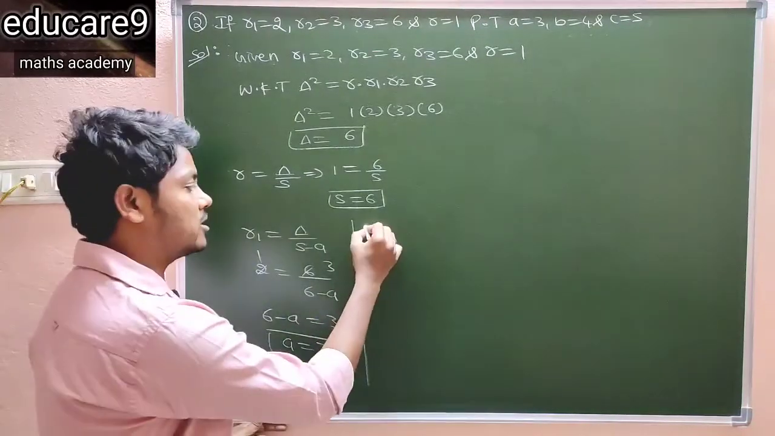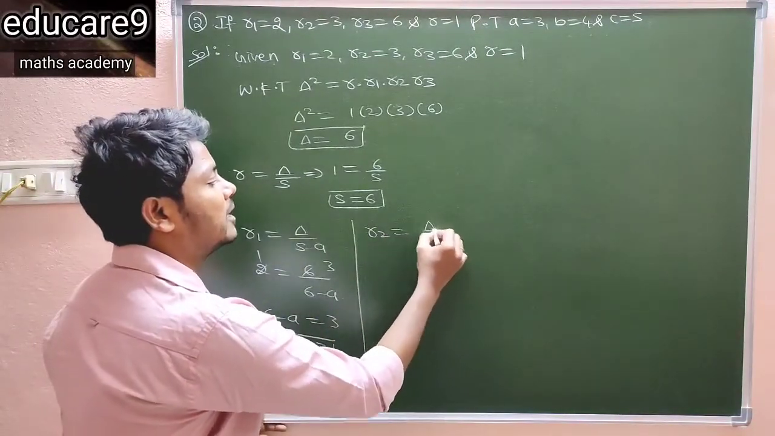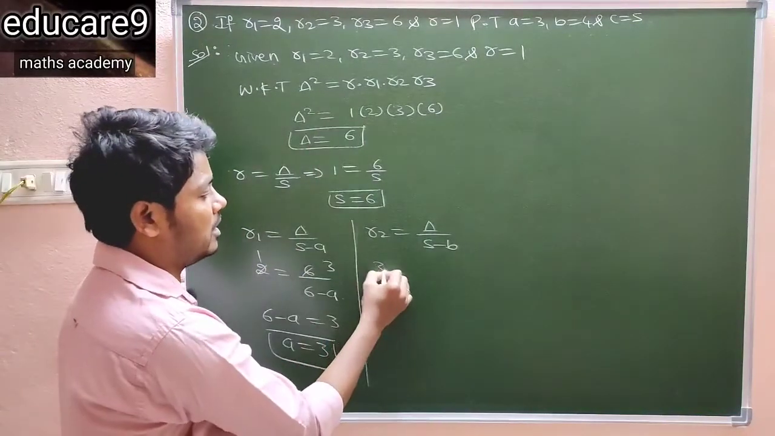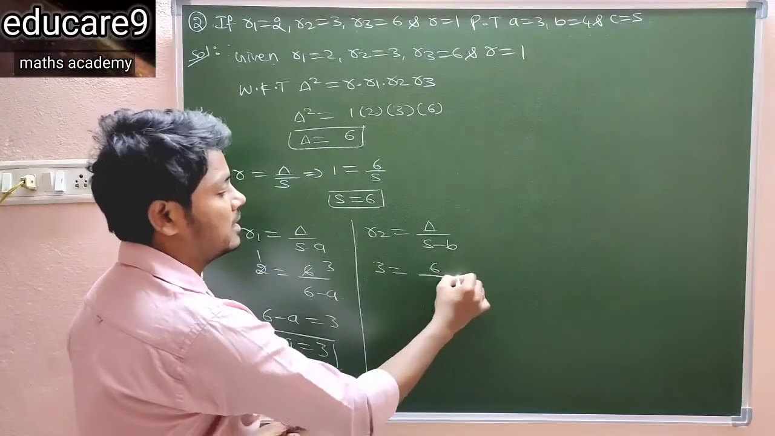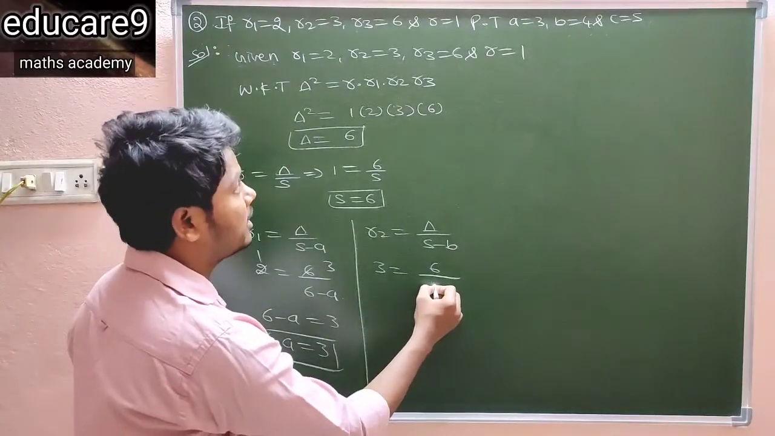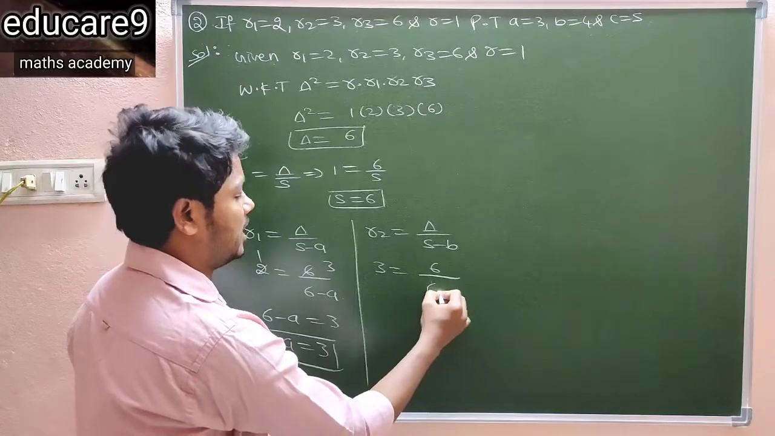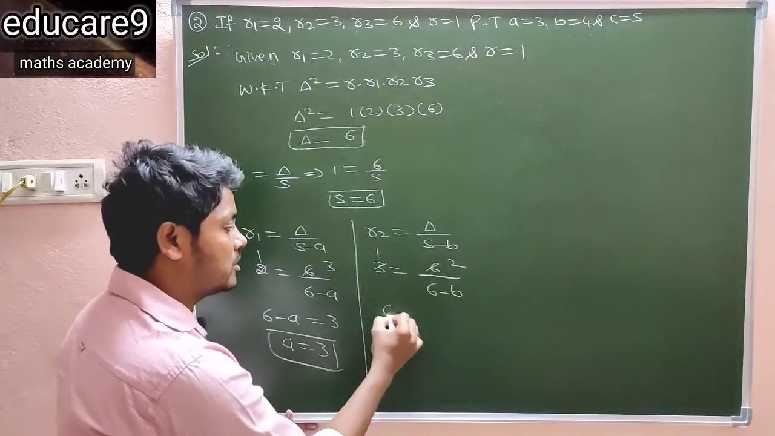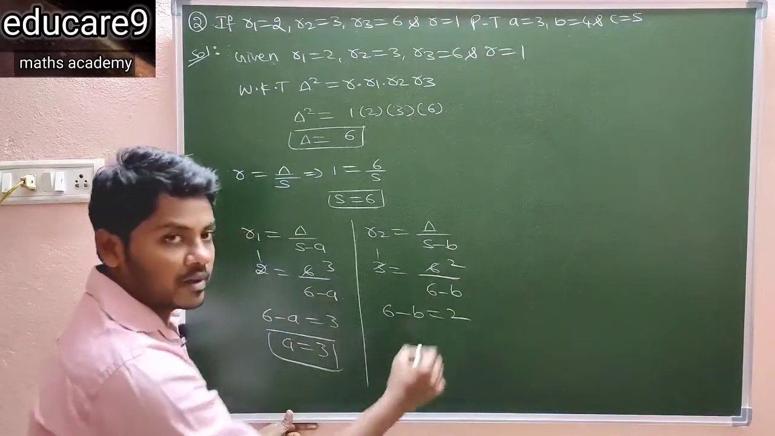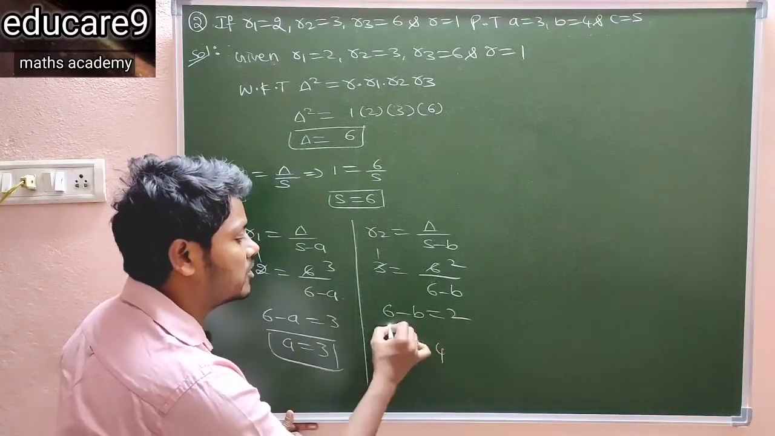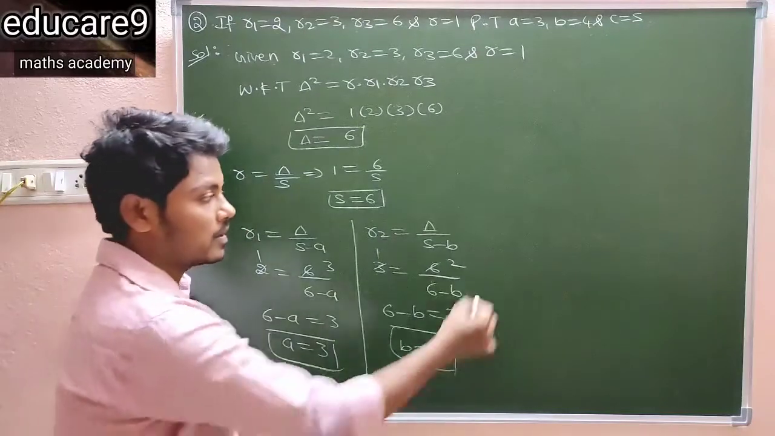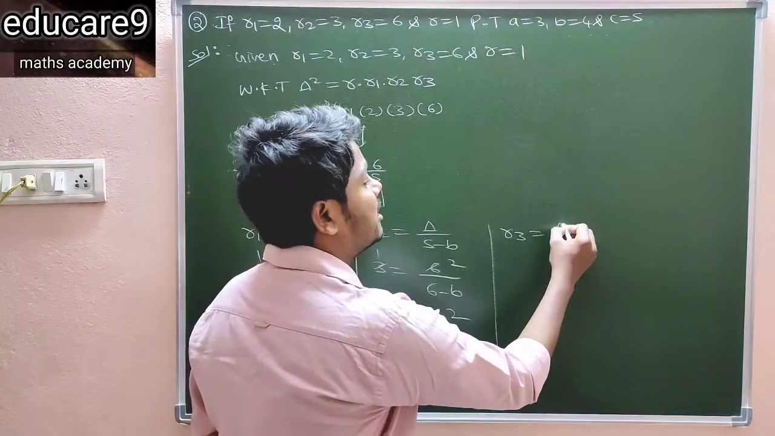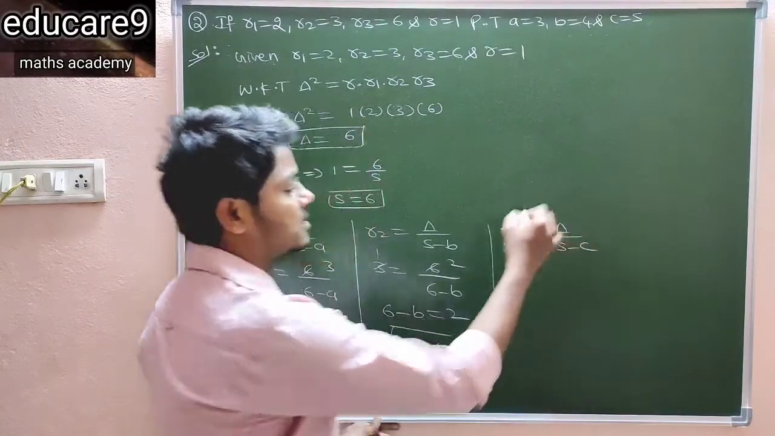Okay. So next r2 formula, that is delta by s minus b. So r2 is given 3 and delta is 6, s minus b, that is 6 minus b. So 3 into 2 is 6. So 6 minus b is equal to 2. From this b is equal to how much? 4.